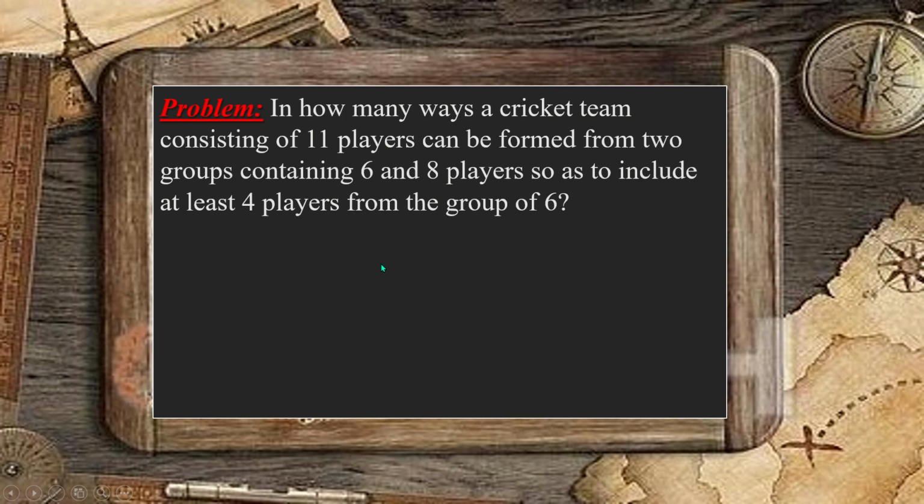Problem: in how many ways can a cricket team consisting of 11 players be formed from 2 groups containing 6 and 8 players, so as to include at least 4 players from the group of 6. Here there are 2 groups, one with 6 members and another with 8 players. But you have to make a team of 11 players, and there is a condition.